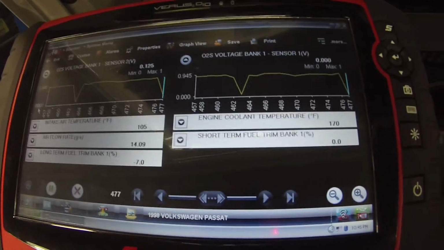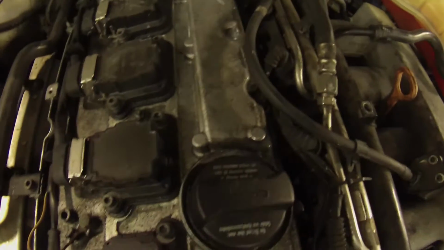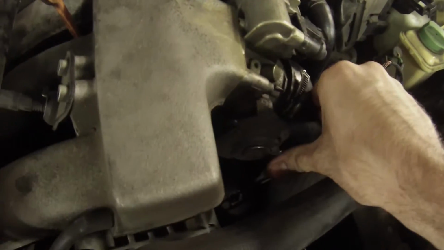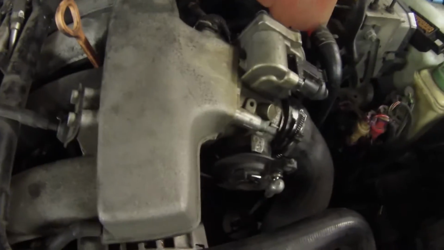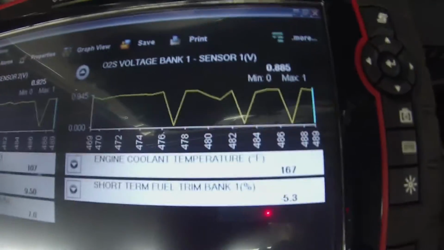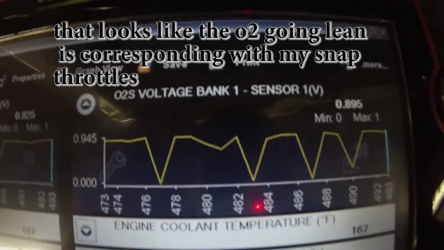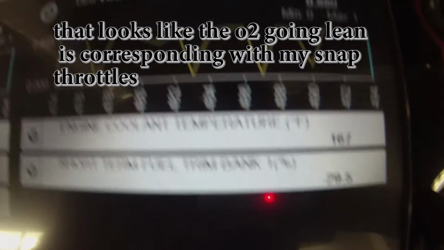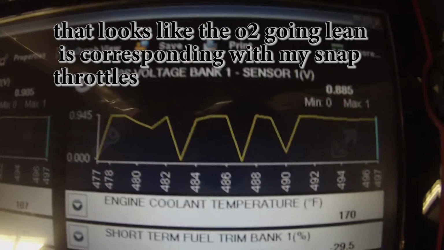Kind of hesitant. There it is. Nice fog. Got the throttle. Wide open throttle. And you can see that now my oxygen sensor is going rich to lean again. Oh, so it just keeps going back and forth.